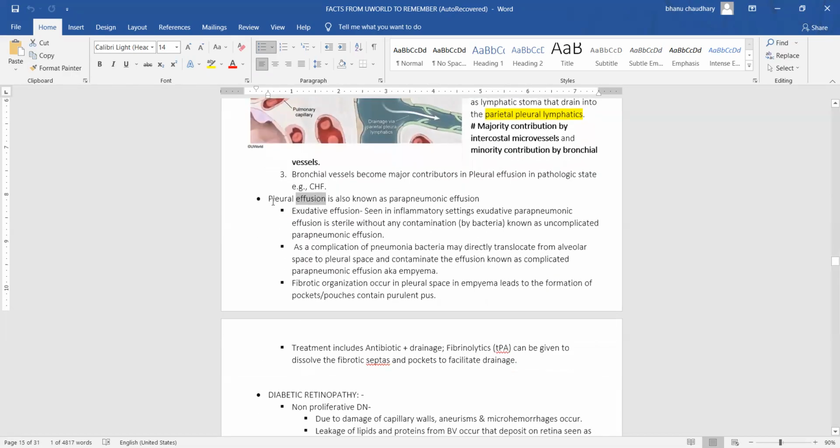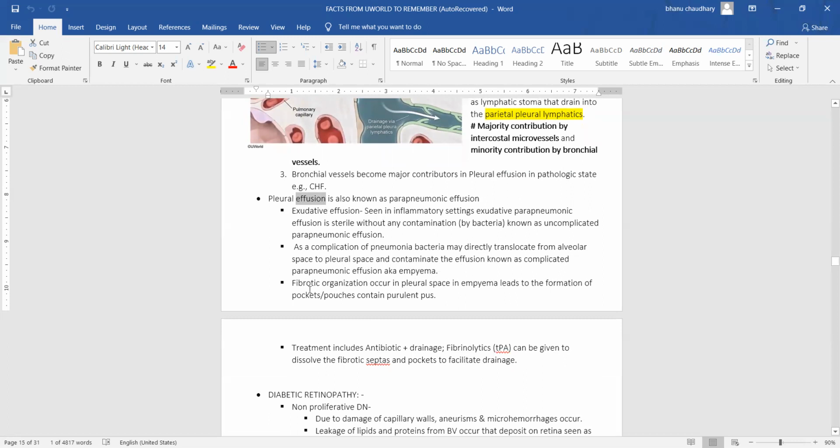Now, these pleural effusions can also be known as parapneumonic effusions. You normally have the exudative type whenever there is inflammation. This exudate is without bacterial contamination, so you can call it an uncomplicated or sterile parapneumonic effusion. But as the bacterial infection spreads, bacteria can translocate from the alveolar space to the pleural space and contaminate the effusion. It is then known as a complicated parapneumonic effusion, or an empyema.